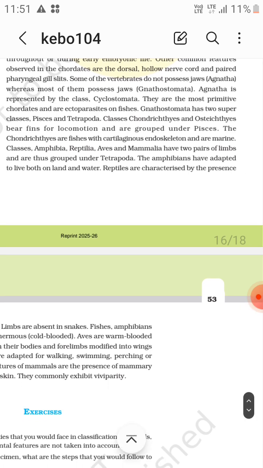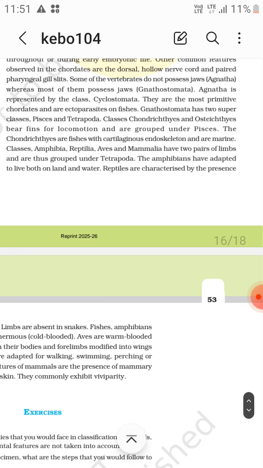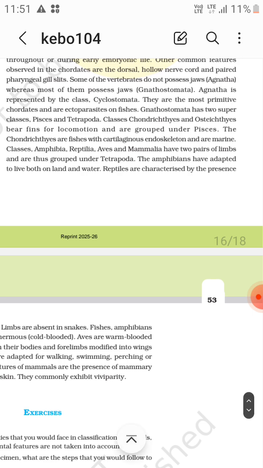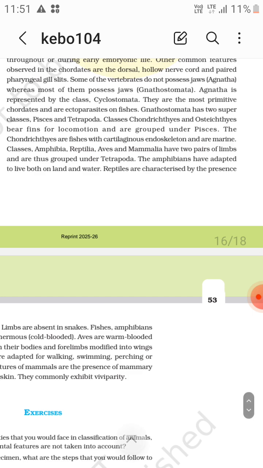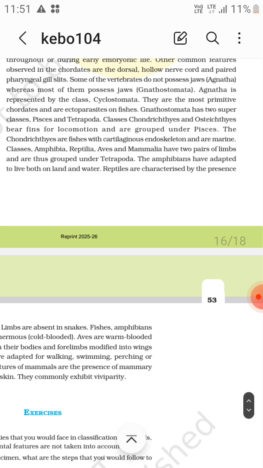So Gnathostomata have two superclasses, Pisces and Tetrapoda, right? Pisces is a superclass which includes the Chondrichthyes and Osteichthyes, which bear fins for locomotion. Now talking about the Chondrichthyes, they are a class under the Pisces.